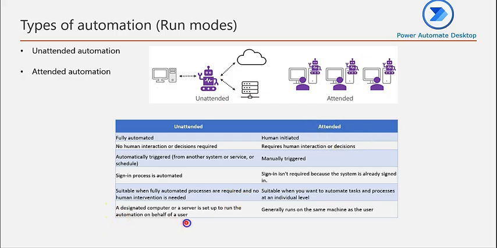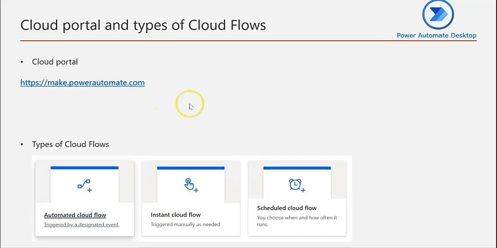And a designated computer or a server is set up to run the automation on behalf of the user. A separate dedicated machine is registered, and we'll see that, and the bot will run on those machines, one or more machines, and this generally runs on the same machine as the user. Clear with attended and unattended concept? Okay, so let's move on.